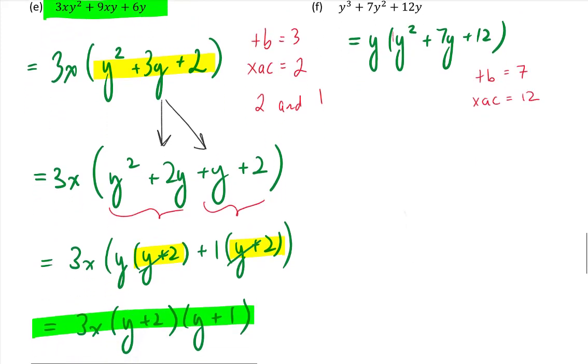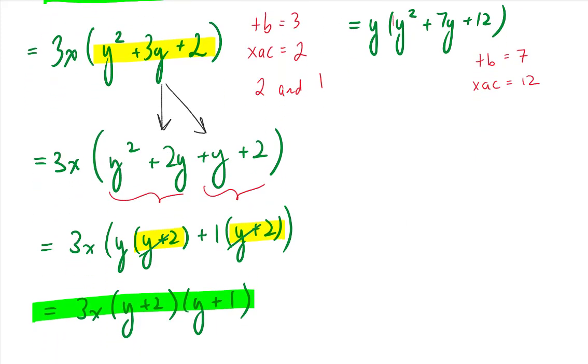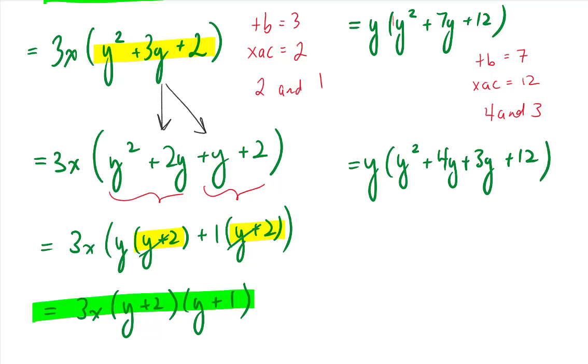So what two numbers multiply to 12 and add to 7? And these magic numbers are going to be 4 and 3. So if we continue, we have y, then we have y squared. So we split up the 7y, and it becomes 4y plus 3y, and then plus the 12. So again, our magic numbers take that 7y and say split it up into 4y and 3y.